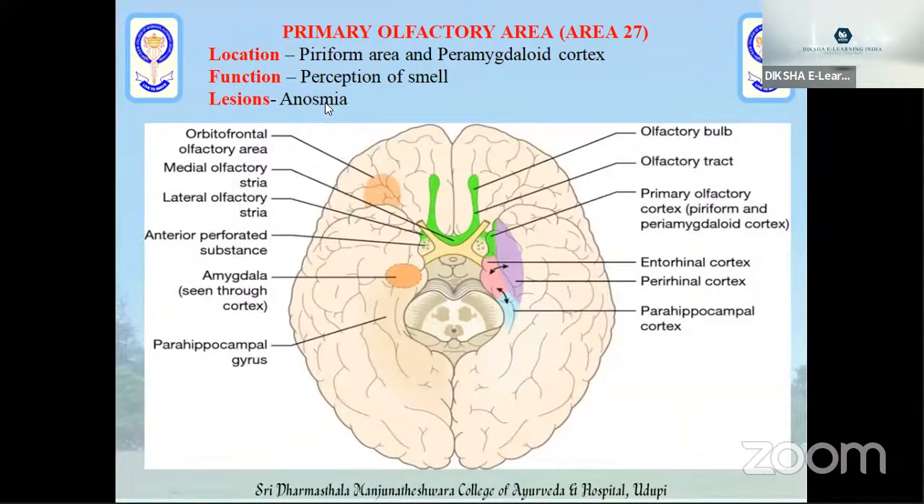Its function is perception of smell, and its lesion causes anosmia. Here, perception of smell is hampered.